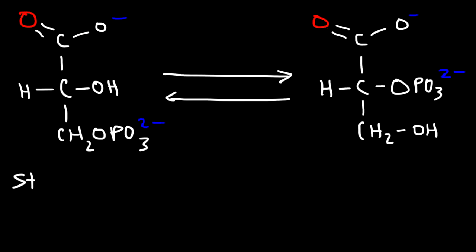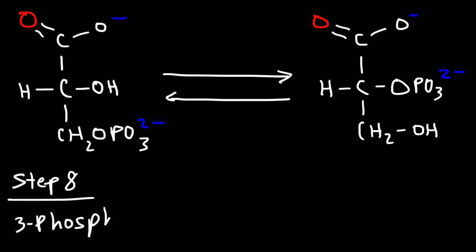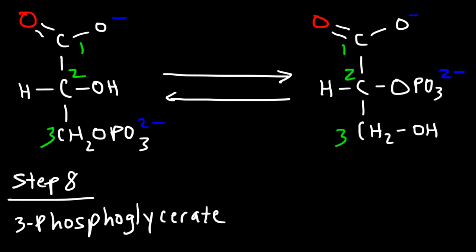Now let's talk about step 8 of glycolysis. On the left, we have 3-phosphoglycerate. Based on that, what is the name of the product on the right side? Feel free to pause the video and work on it. If you look at the product and compare it to the reactant, notice that in this reaction, the phosphate group has been shifted from position 3 to position 2. So therefore, to name this product, it's 2-phosphoglycerate as opposed to 3-phosphoglycerate.